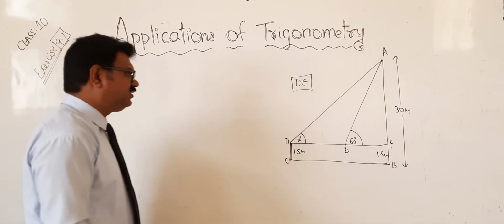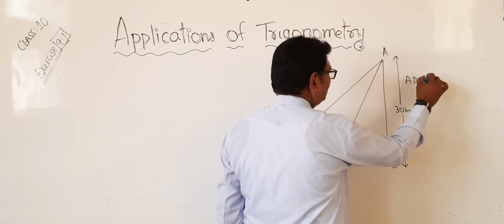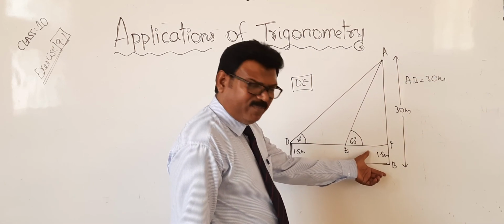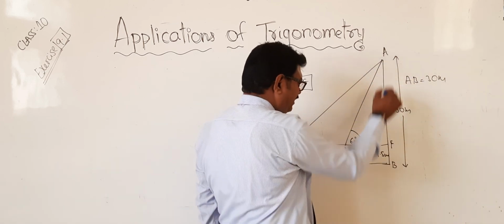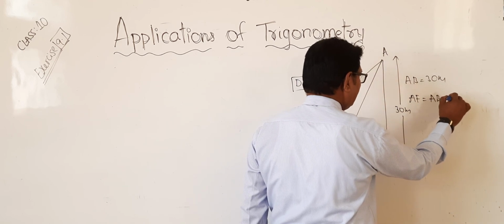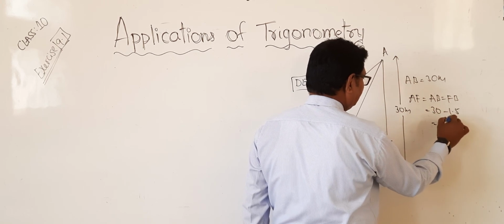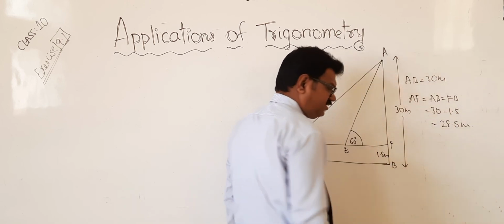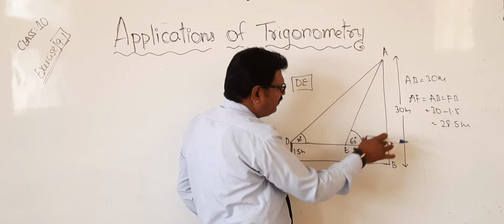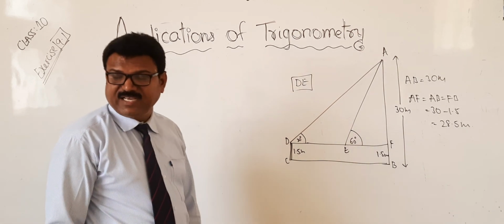Are you understanding? Now you see AB is 30 meters. But here a person of 1.5 meters is already there. Therefore, we have to reduce to get AF. Therefore, AF equals AB minus FB. AB is 30 minus 1.5, which is 28.5 meters. Now you tell me, height is given, we have to find the distance. Which ratio should we use? Sin or cos or tan?